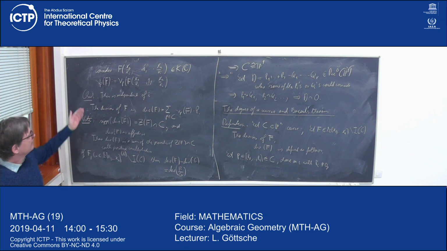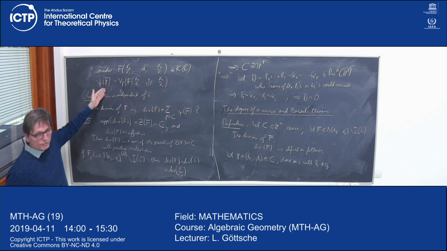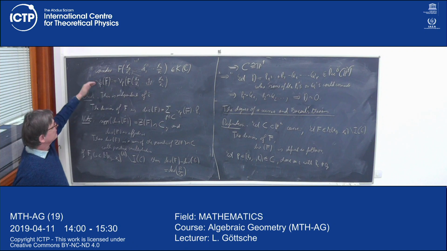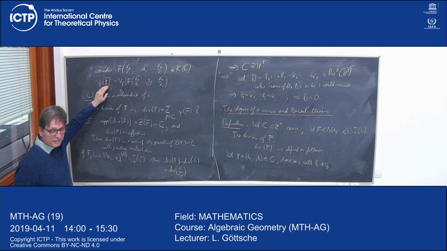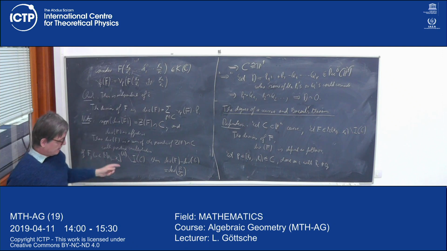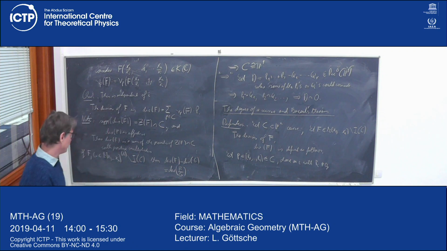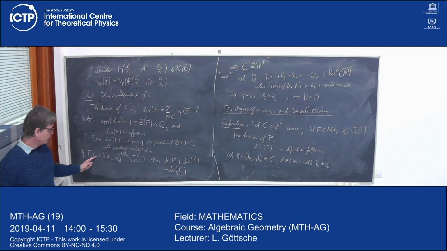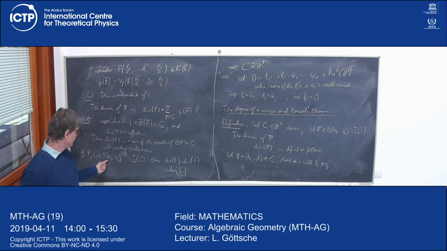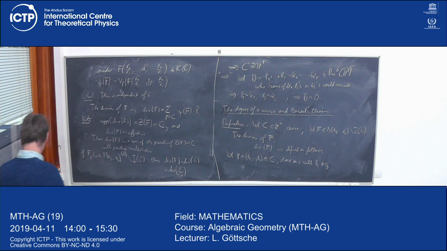The divisor of f tells you precisely where f vanishes, with the multiplicity with which it vanishes. F divided by g gives you the corresponding thing here. If you just work it out, it's almost by definition that this is equal. So it follows that for any two polynomials of the same degree, the corresponding divisors are linearly equivalent.